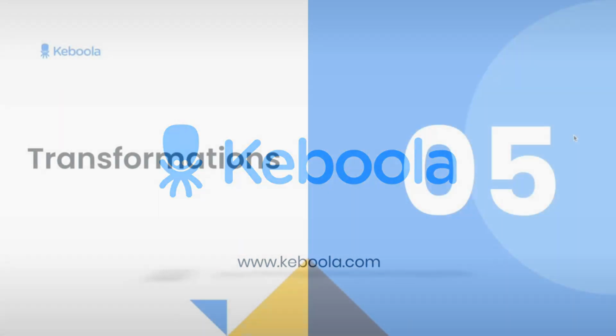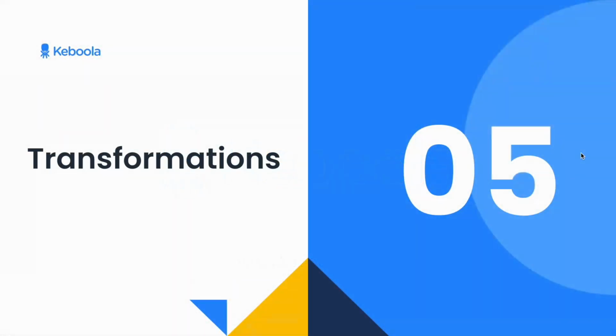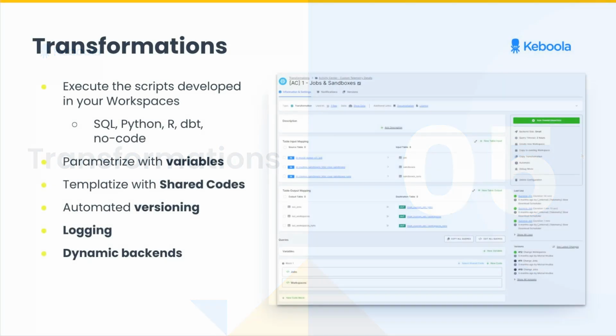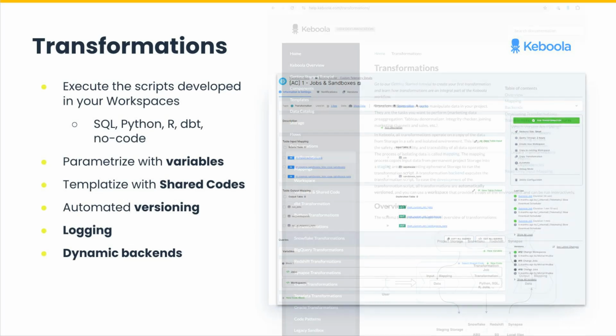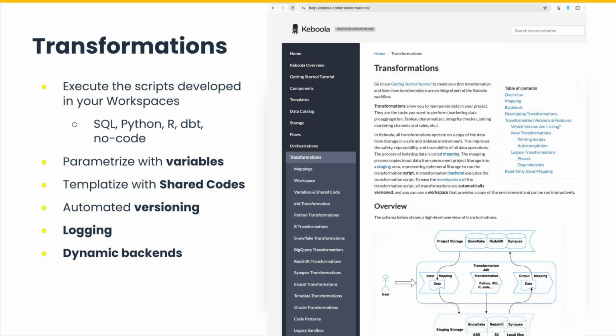A key feature of the Keboola platform is transformations. This is where you process the data you receive from your data sources. Currently, you can build transformations using SQL, Python, R, or dbt. Since Keboola supports multiple backends such as Snowflake, BigQuery, and others, the transformation process may vary depending on the specific backend. You can always find more detailed information on these differences in our documentation at help.keboola.com.